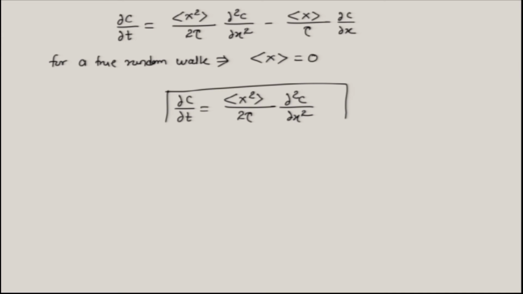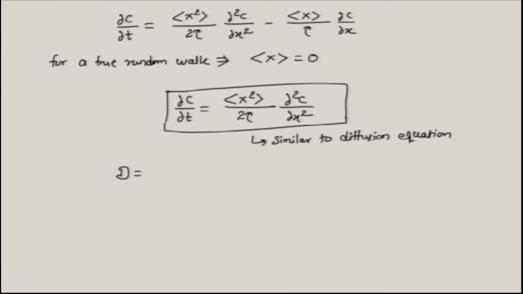This looks familiar. This is similar to the diffusion equation, with diffusivity D being written as x square by 2 tau. Now, this is in one particular direction that we are considering.